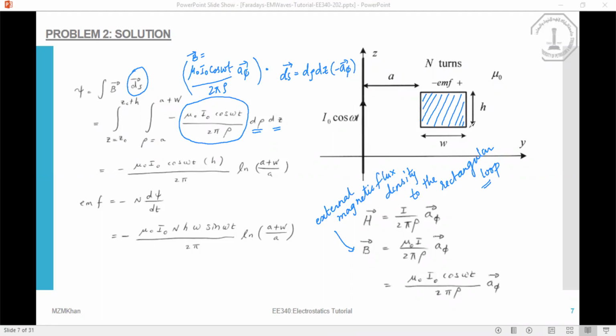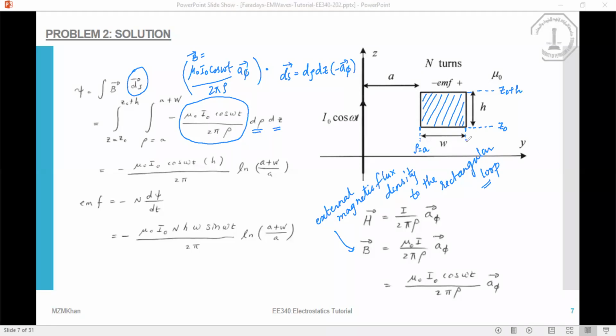I can assume this to be z0, something constant like z0. Then this will be z0 plus h. And then my rho, I have to integrate from here to here. So here my rho is equal to a, because this direction is my rho direction. It's clear? So this is my rho direction.